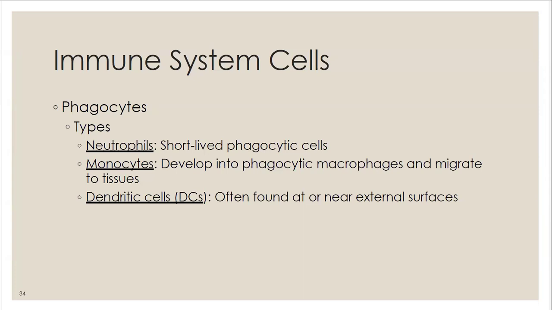Then you have your dendritic cells, and they're found at or near external surfaces, such as the skin and mucous membranes. These cells act to capture pathogens and present their antigens to other immune cells like T cells. This antigen-presenting function makes dendritic cells essential for initiating the adaptive immune response. So phagocytes form that bridge between the innate and adaptive systems to help eliminate those threats and prime the body for a more targeted immune response.